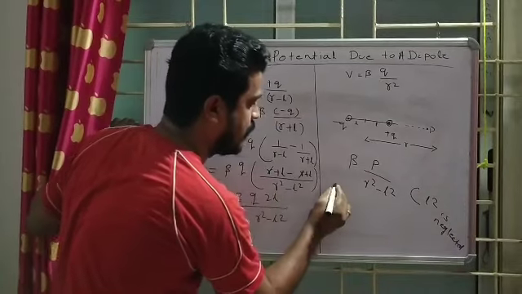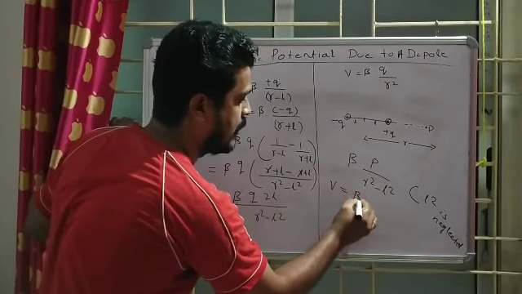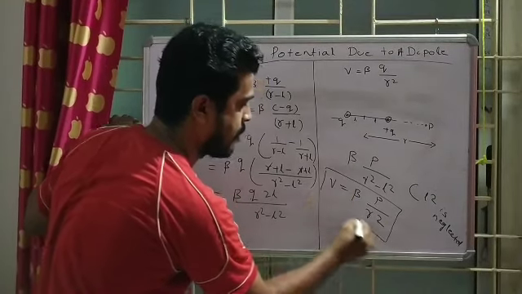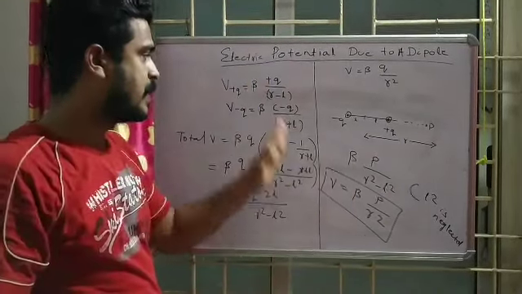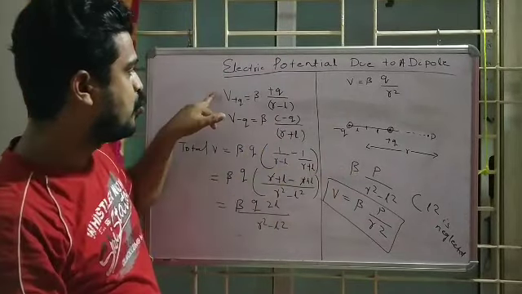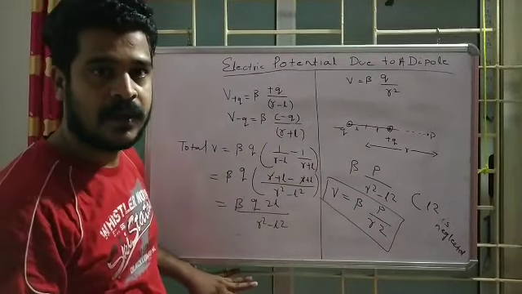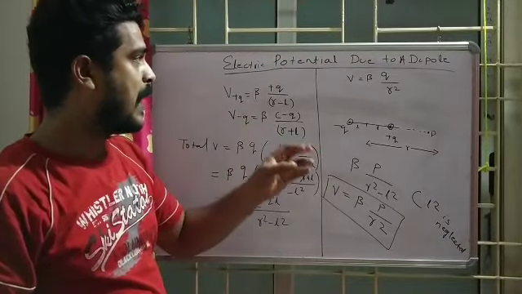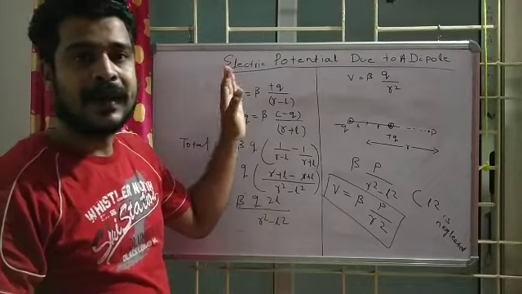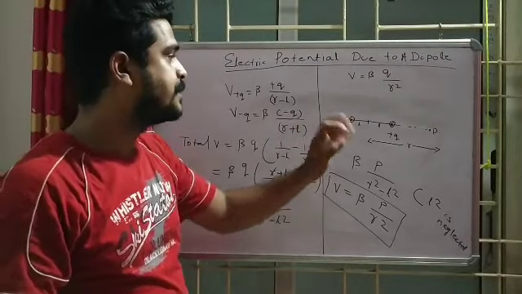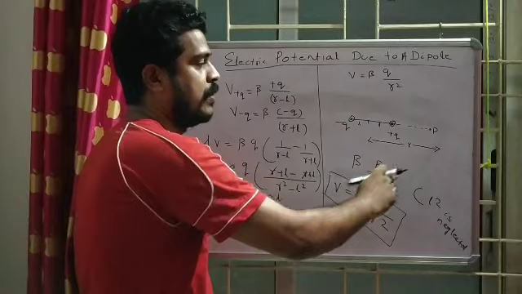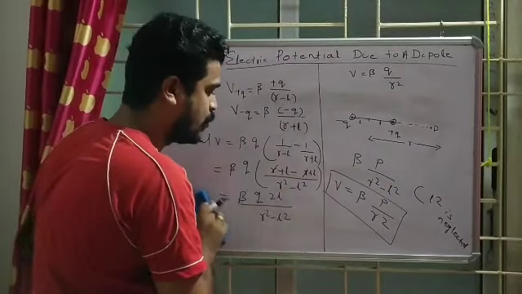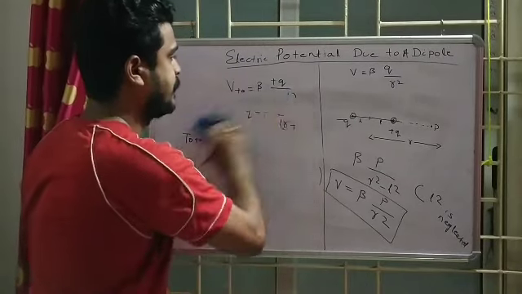That means the final potential will be beta p by r square. This is the expression. You only have to write the two potentials and add them. Nothing much is there. So they will ask the question where you have to find the electric potential due to a dipole at a point on the axial line. Okay, so now I will move to the equatorial line.